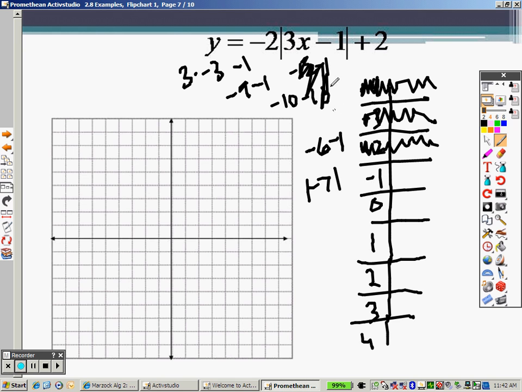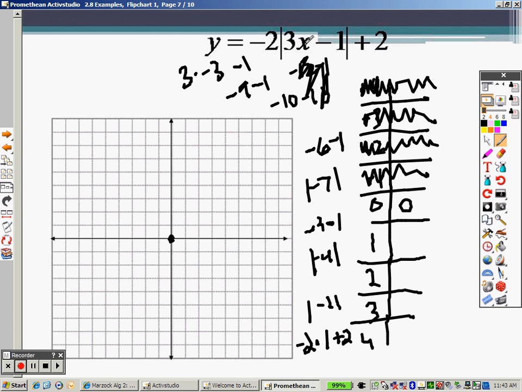So now I try -1. 3 times -1 is -3, minus 1 is -4. That's a +4. 4 times -2 is -8, that's too big. Alright, finally 0. 0 minus 1, so that's -1 inside of there. The absolute value of -1 is 1. So what's -2 times 1 plus 2? Well, that's 0. So there is the first point I can physically graph. 0, 0.